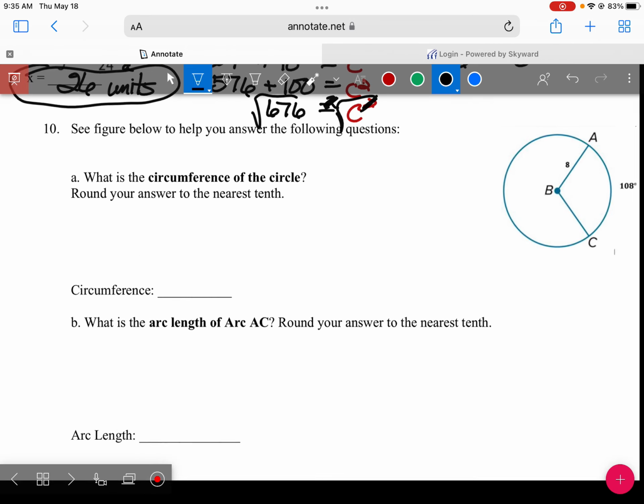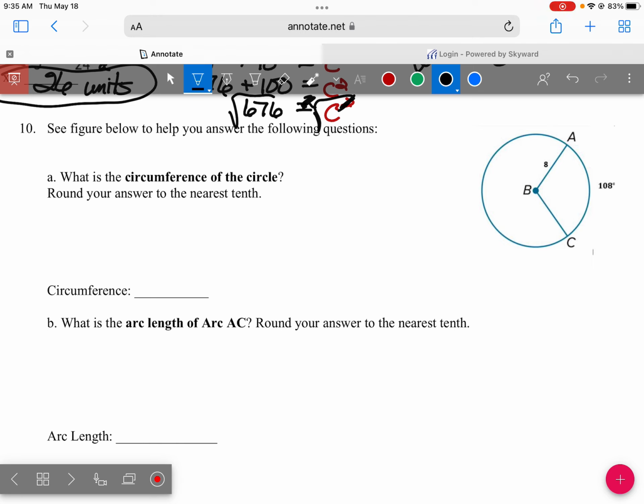Okay, so number 10, see the figure below, or actually to the side. What is the circumference of the circle? If you were to describe circumference to a 3rd grader, how would you describe it? Do you know what it is yourself? How would you describe it, or what is it? Anyone got an idea?